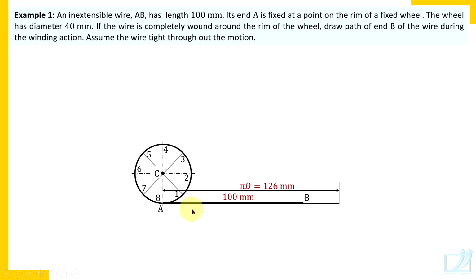Now, if the length of the wire is exactly pi d, then in one rotation, the entire wire will get wound over the circle. If the length of the wire is twice pi d, that is 252 millimeters, then in 2 rotations, this wire will wound around the circle. If the length of the wire is less than pi d, as in this case, then before one complete revolution, the entire wire will get wound over the circle.